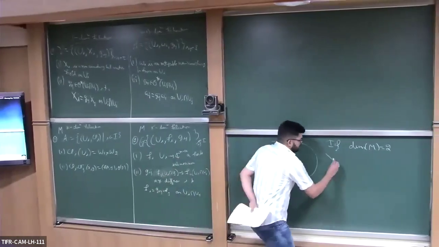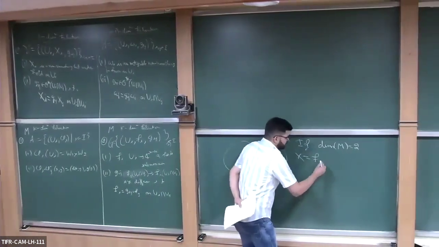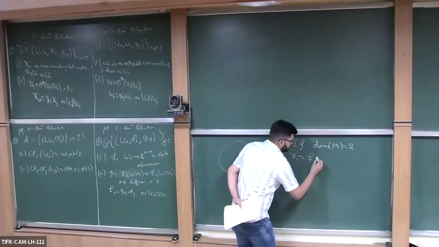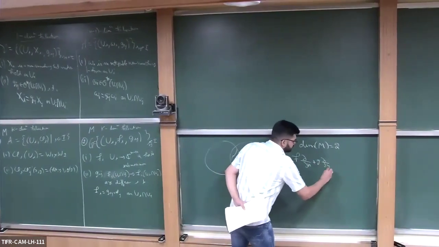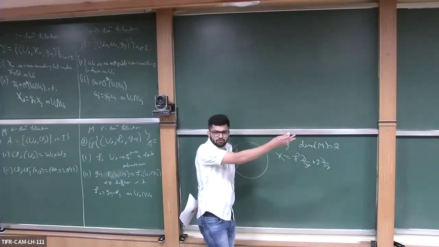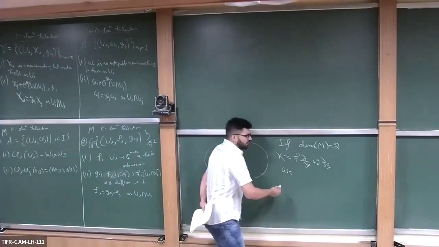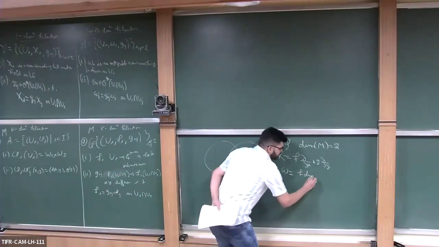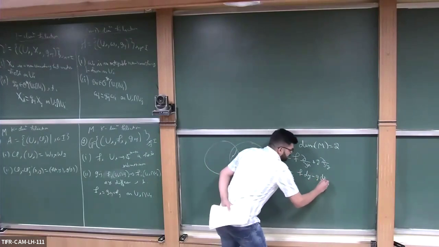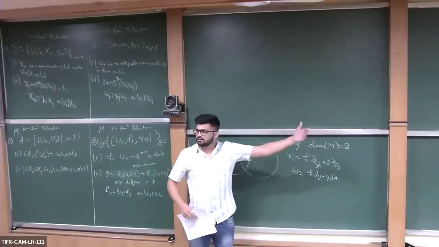In fact, if you look at it in coordinates, if we have a vector field f del by del x plus g del by del y, we can find a corresponding one-form, which is f dy minus g dx, which will give us the same foliation.